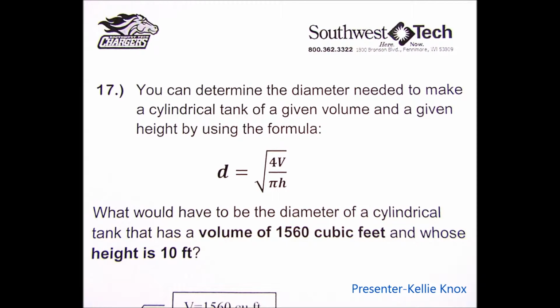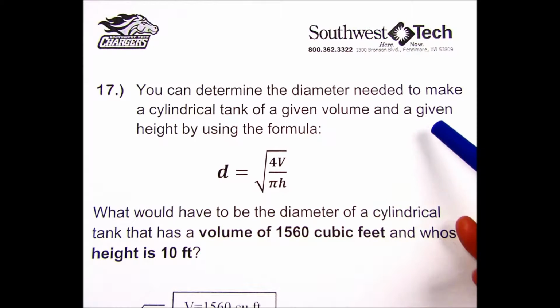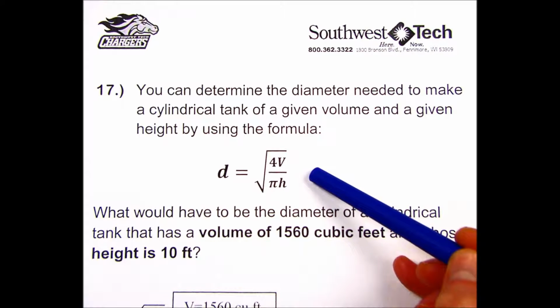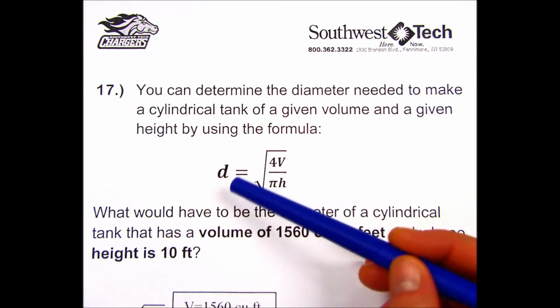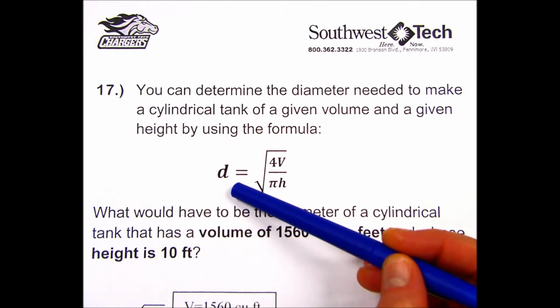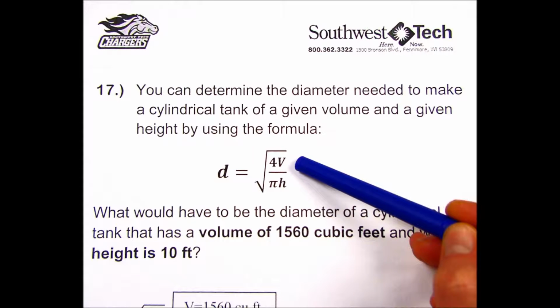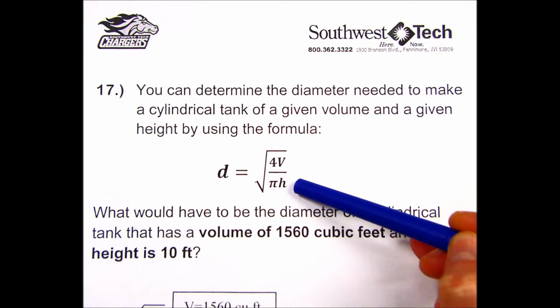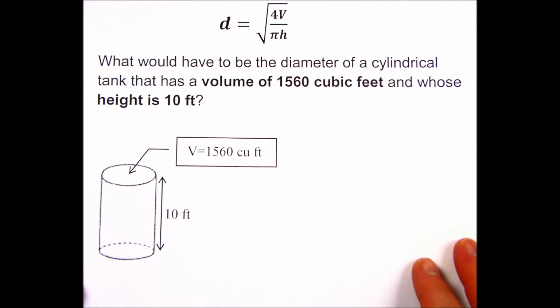Practice set 3, number 17. You can determine the diameter needed to make a cylindrical tank of a given volume and a given height by using the formula D equals the square root of 4V divided by pi h. In this formula, D represents the diameter of the circular base of the tank, V represents its volume, and H represents its height. Let's try this question together.